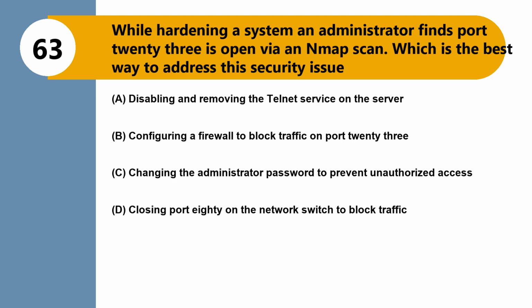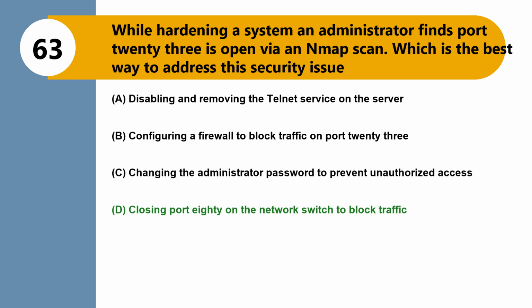Question 63. While hardening a system, an administrator finds port 23 is open via nmap scan. Which is the best way to address this security issue? Option A. Disabling and removing the telnet service on the server. Option B. Configuring a firewall to block traffic on port 23. Option C. Changing the administrator password to prevent unauthorized access. Option D. Closing port 80 on the network switch to block traffic.